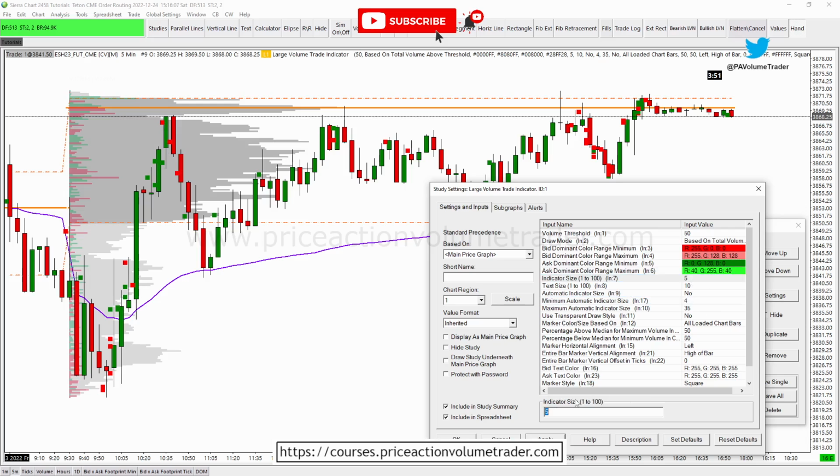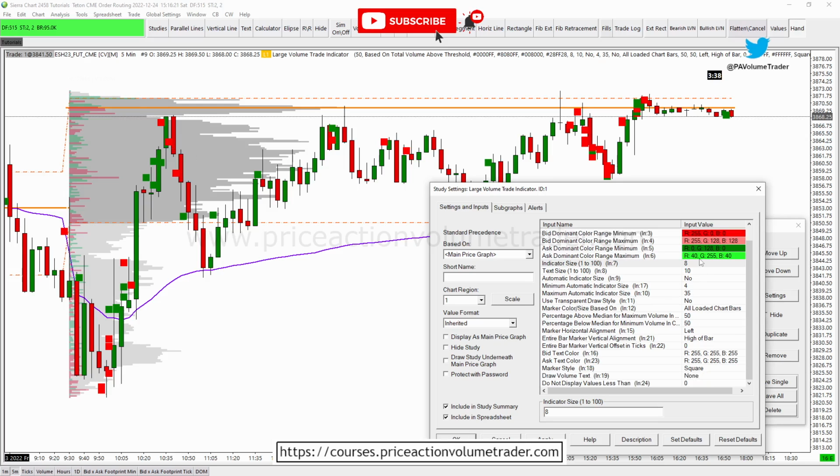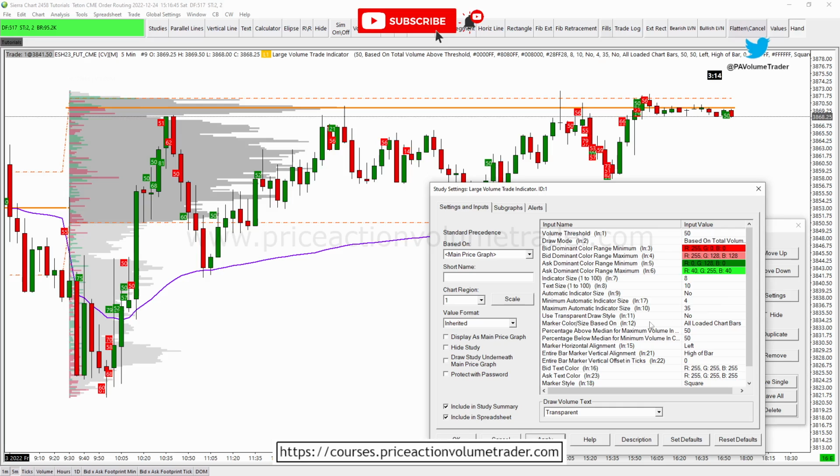Now indicator size is basically going to change the size of the square or the circle, and the text size is going to change the size of the text. If we go down here where it says draw volume text, it says none, so there's no text over here. But if I choose transparent, apply, you can see now we get a little number on each square telling you what was the size above the 50 threshold that we executed.